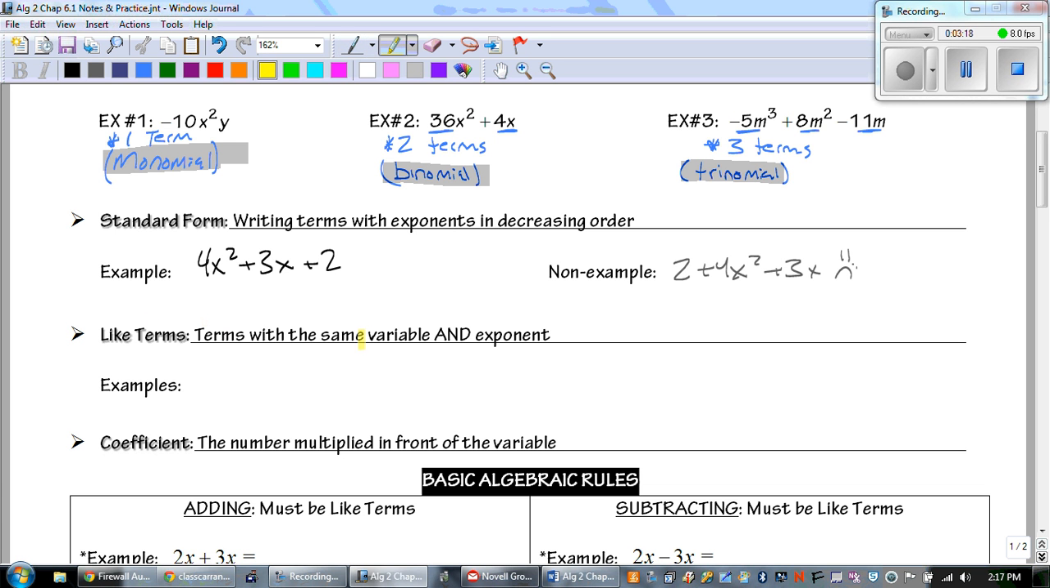Now, like terms are terms with the same variable and exponent. They need to be 100% the same. So if we see something like 2x and 4x, that's great. Another one could be 5m squared n and 3m squared n, because it's the same variable and exponent for everything.